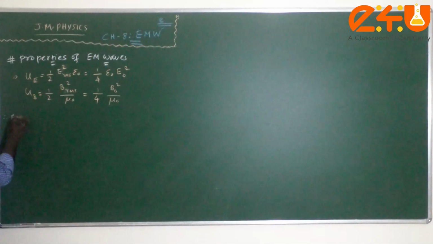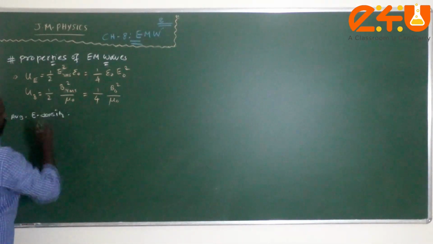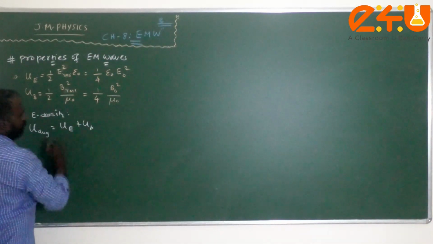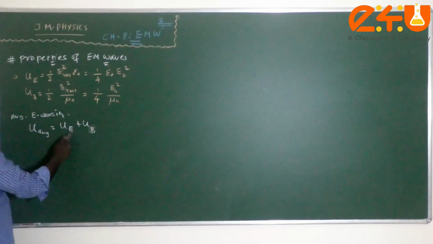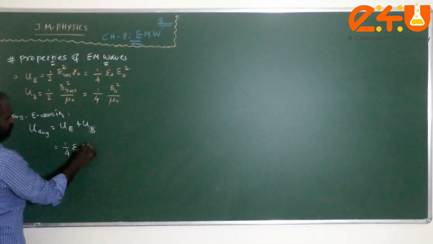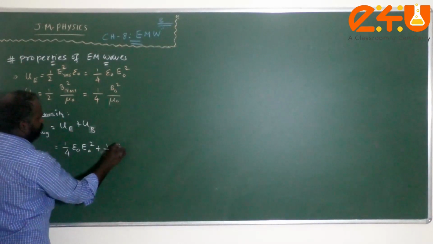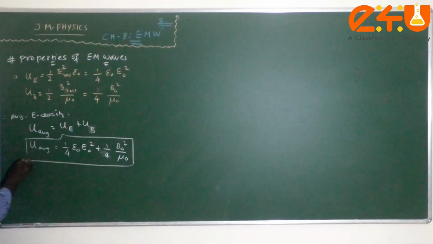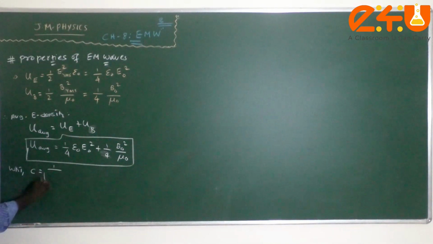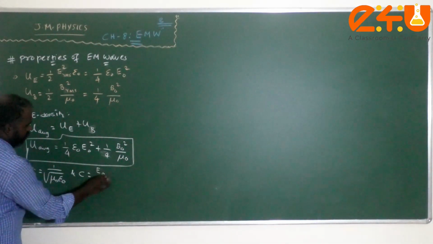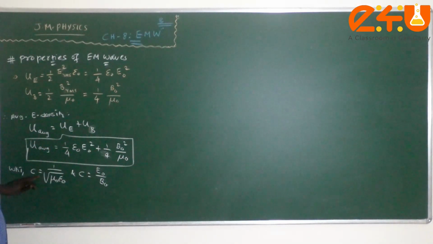The average energy density of the EM waves can be written as U average, that is nothing but U electric field plus U magnetic field. That means the energy density corresponding to the electric field and the magnetic field. So I can take these results directly. Therefore, 1 by 4 epsilon naught E naught square plus 1 by 4 B naught square divided by mu naught. This is the U average equation. Now we know that C is equal to 1 by root of mu naught epsilon naught, and the speed of light is also E naught by B naught. So just use these two relations and substitute in this equation.